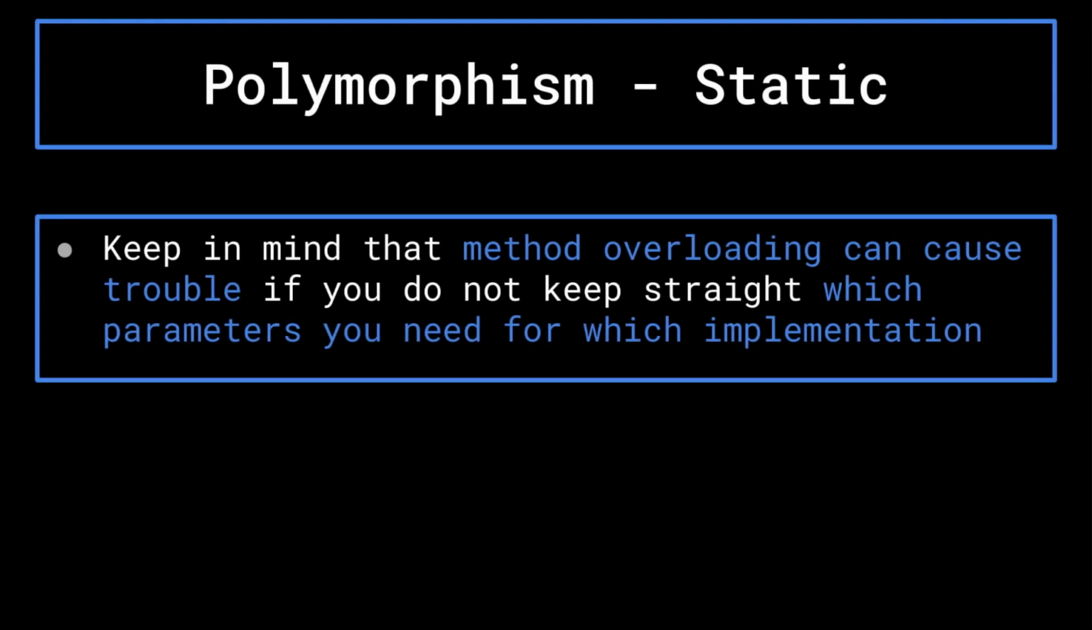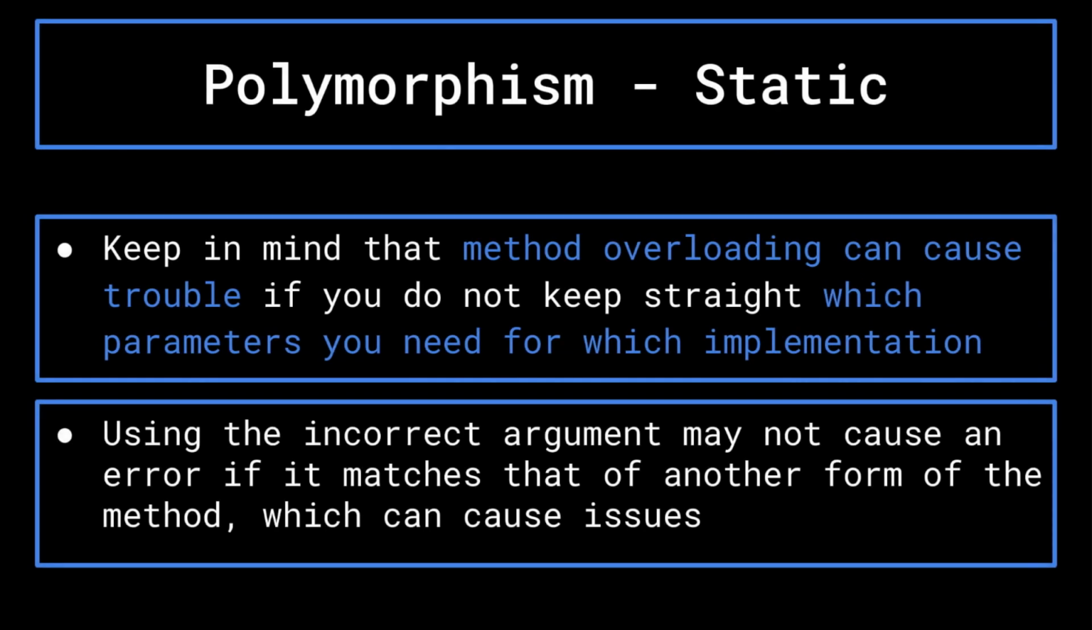Keep in mind that method overloading can cause trouble if you do not keep straight which of the method's implementations you would like to execute and what form of the argument is required to do so. Normally, if you call a method with too many parameters or parameters of the incorrect type, then the program will throw an error and you will be able to fix the issue. However, if you mistake the method's argument in such a way that one of the other methods with the same name is called instead, then you may not even be aware that you made a mistake.